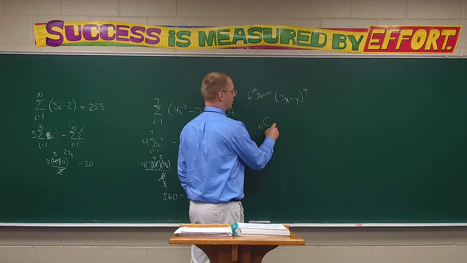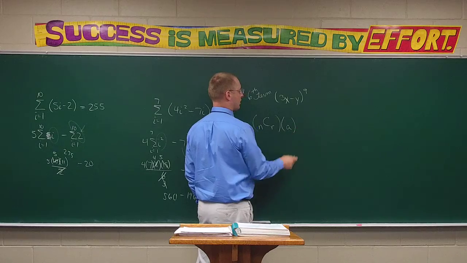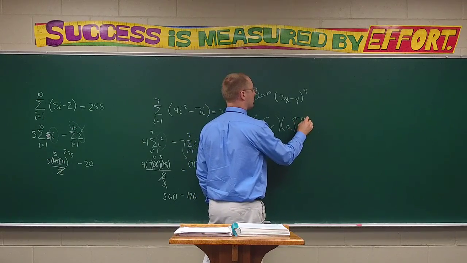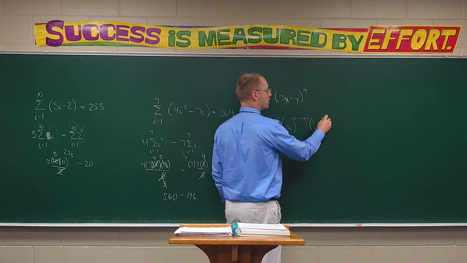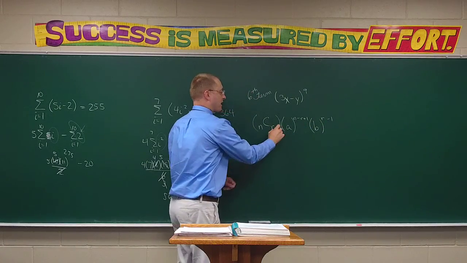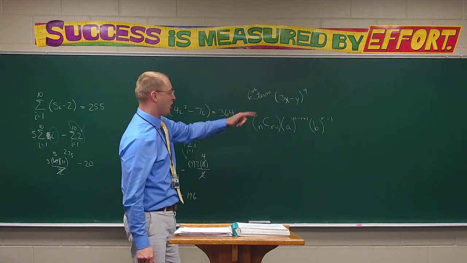nCr times a to the r minus 1. No, n minus r plus 1. And then b to the r minus 1. And there's actually another minus 1 right there. So nC(r minus 1), a to the n minus r plus 1, and b to the r minus 1.